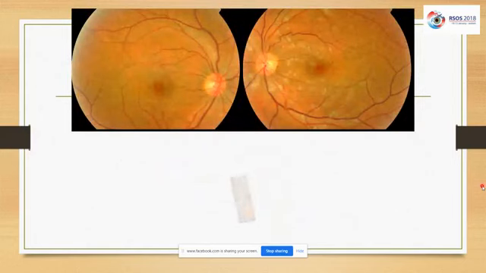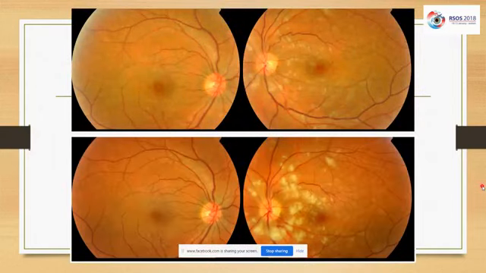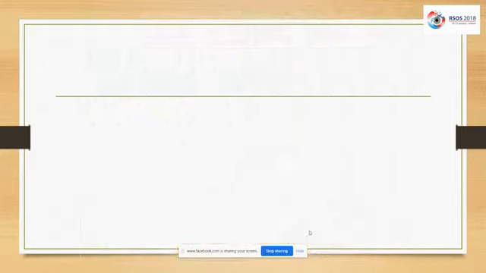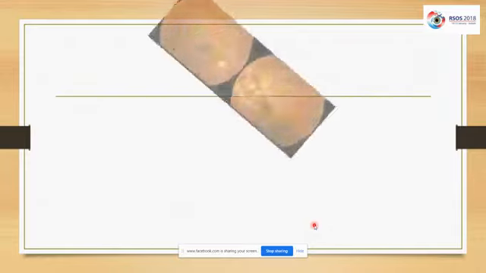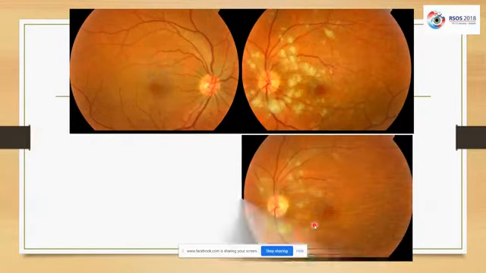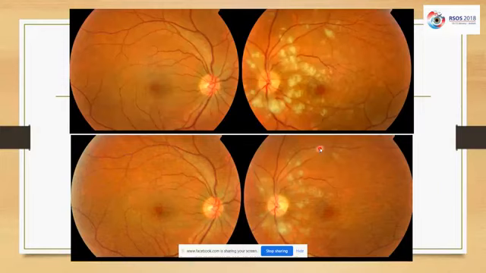So as you can see here on this picture after 1 week, you can see the splinter hemorrhage here. I decided to give them oral steroids after 2 weeks. The lesions improved, the vision improved, and the pressure was normal. And this was the fundus after 2 weeks of oral steroids. So you can see the lesions are reduced in size, and now the bleeding disappeared.